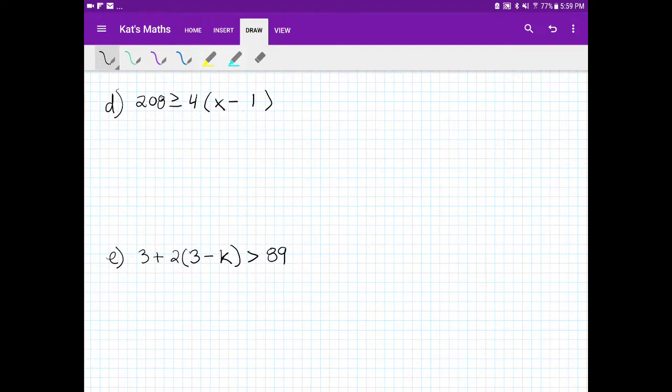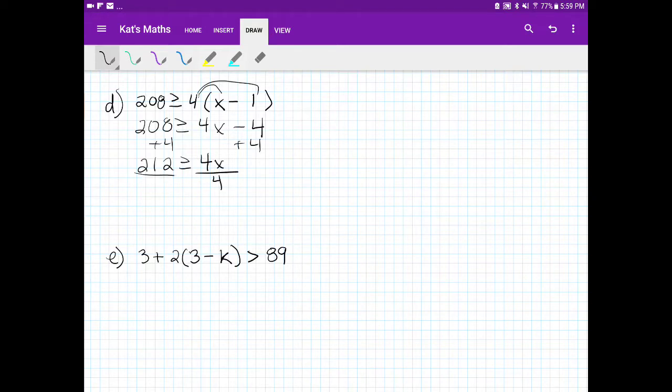So here again, we need to multiply. So we have 208 is greater than or equal to 4x minus 4. I just distributed that guy in. And then we can add 4 to both sides. So 212 is greater than or equal to 4x. And then we divide by the 4, and you get x is greater than or equal to 53. Would be equal to 53.